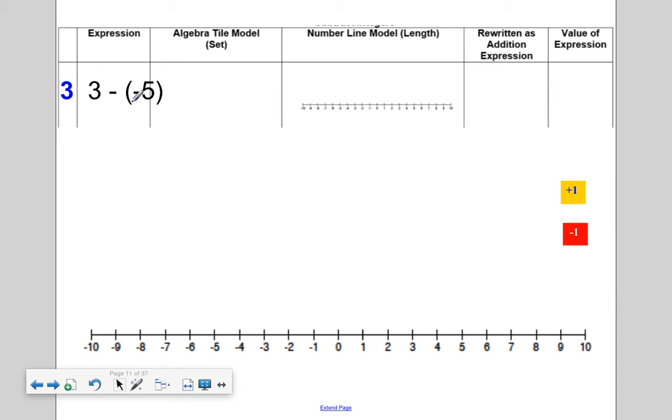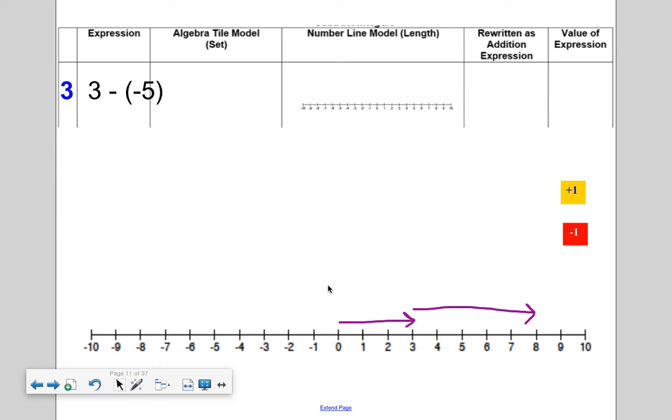Let's try one last example. Let's use our number line. So I start at 0. I go 3 units to the right. Minus negative 5. So the opposite of negative 5 is 5 units. So I go 5 units to the right, and the answer is 8.